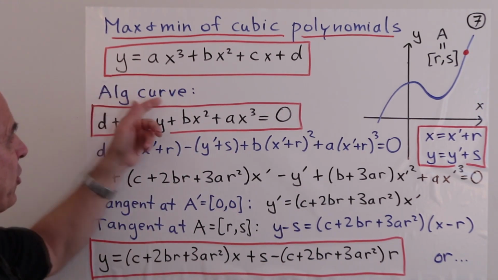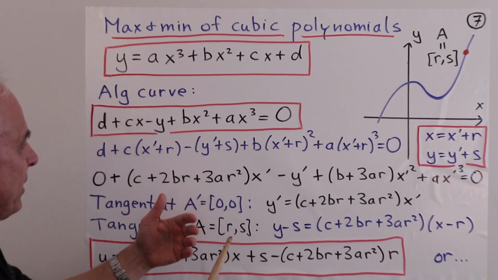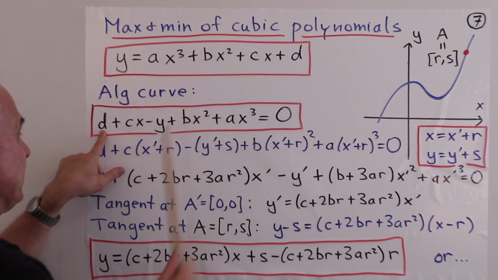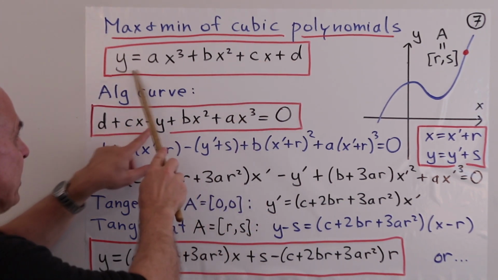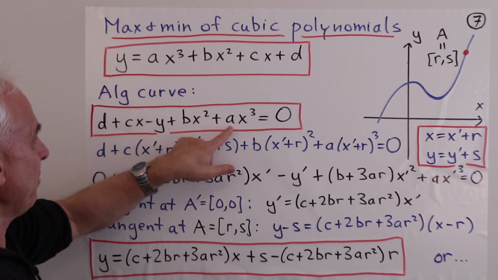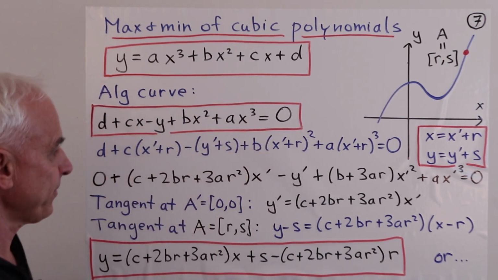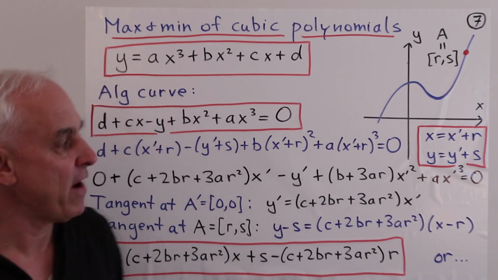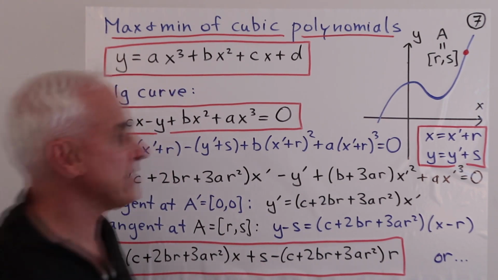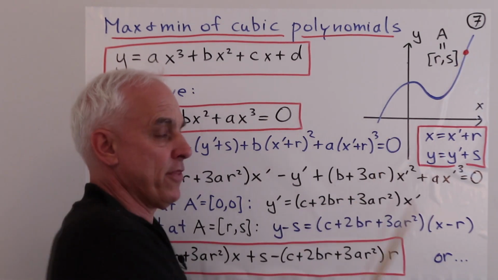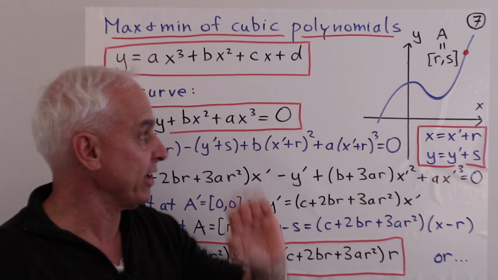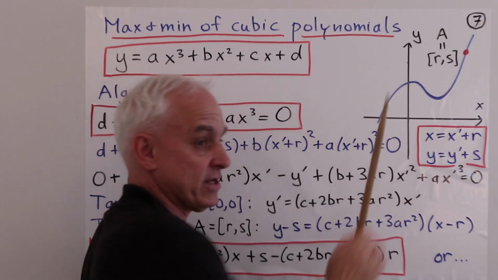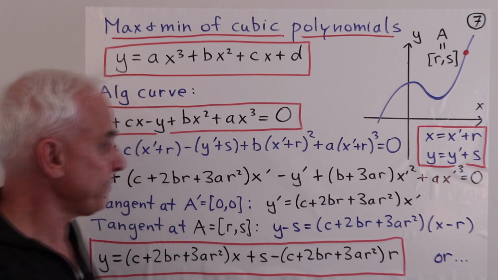As an algebraic curve, we could rewrite it in a more standard form. If we start with the lower degree terms, there would be d plus cx minus y plus bx squared plus ax cubed equals 0. So let's apply our algebraic curve orientation to try to find the equation of a tangent at some point (r, s) on the curve. We'll assume that the point (r, s) lies on the curve, and we're going to attempt to find an equation for the tangent to the curve at that point.